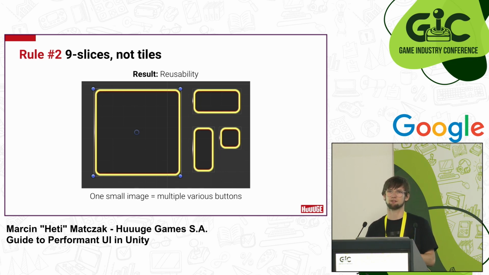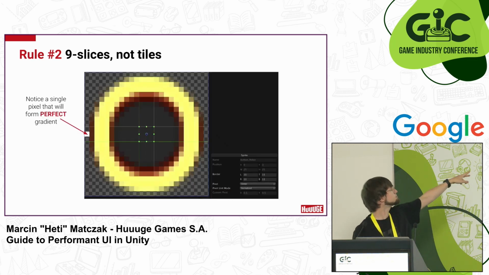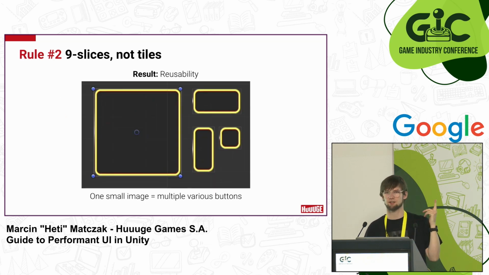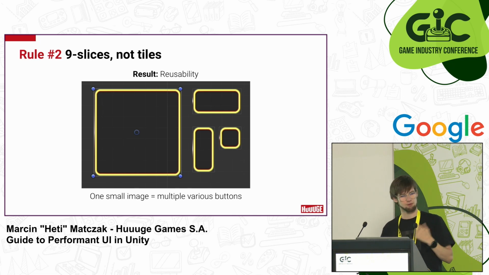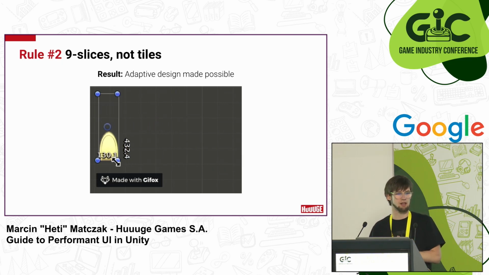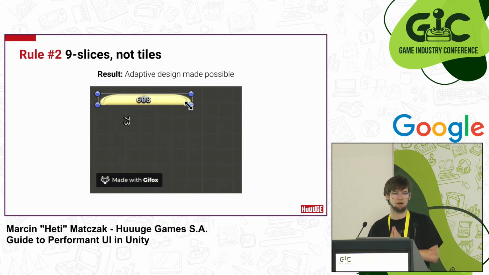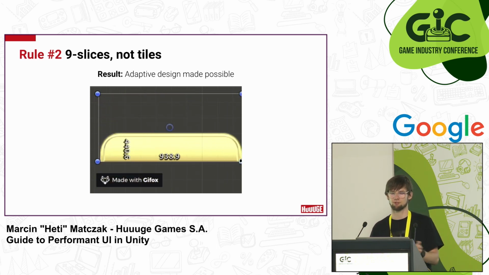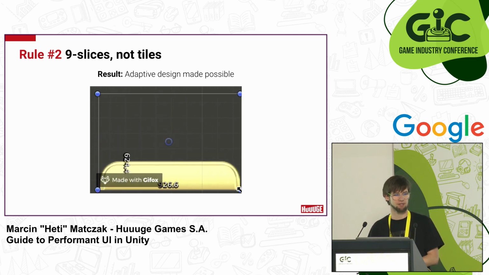We can also take the advantage of how Unity filtering works. Like, take a look at this pixel that is put, just a single pixel creates a very nice gradient on the side of each pop-up. So that's another benefit of using slices, is that they allow us for making adaptive design that works on many resolutions, which is mostly important in mobile gaming.